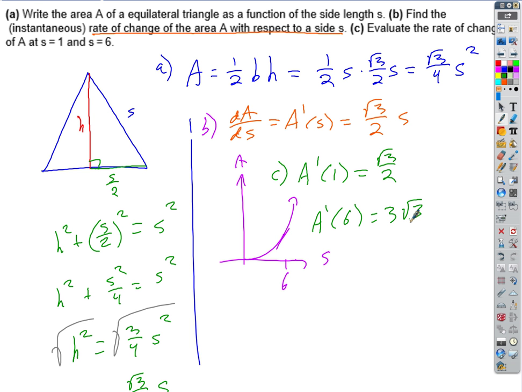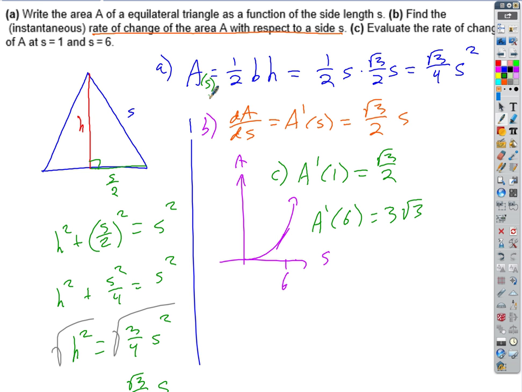What's that mean? What is A prime of 1? If it's equal to the square root of 3 over 2, when the side length is 1, the area is square root of 3 over 2? No, it's not, because we didn't need calculus for that. That's what the area function did for us, right? The area function is telling us for a given side length, it's telling us area, right? This is telling us something different.